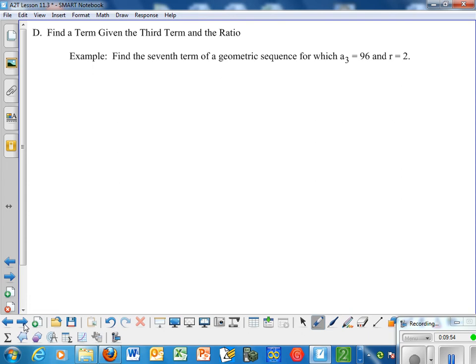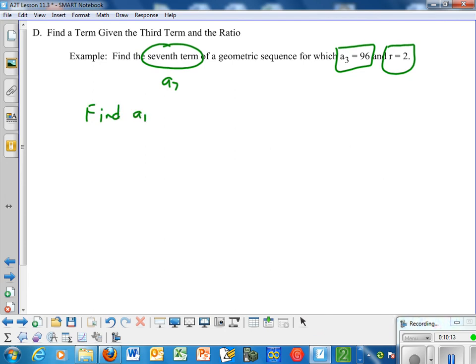Find a term given the third term and the ratio. We're going to find the seventh term, so I'm trying to find A7. We're given the third term, and we know what R is. I'll show you a couple of different ways to do this. We're going to work backwards and find A1. So I'm going to use A sub n equals A1 times R to the n minus 1 power.